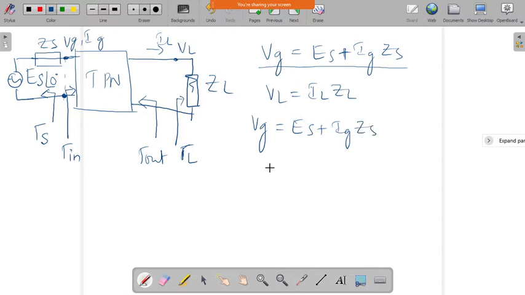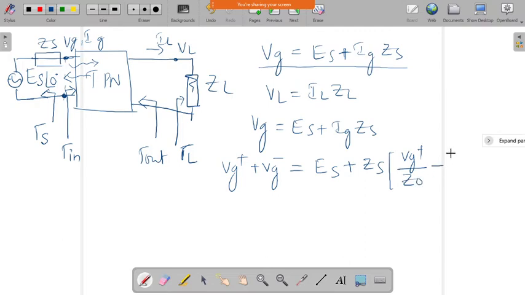Now we know we can represent Vg in terms of the incident voltage as well as the reflected voltage, that is Vg plus and Vg minus. If I represent it like that, Vg plus Vg minus equals Es plus Zs into Ig. We can write Ig in terms of Ig plus and Ig minus, and that in terms of Vg plus and Vg minus, as Vg plus by Z0 minus Vg minus by Z0.